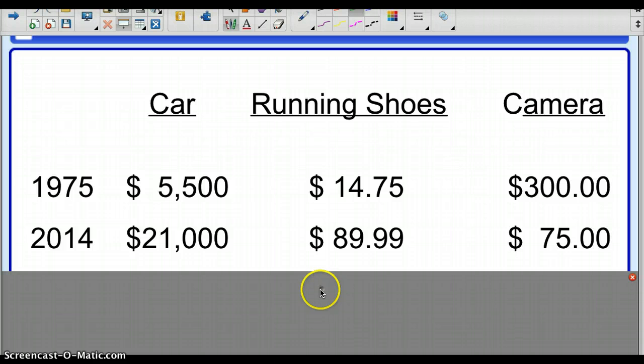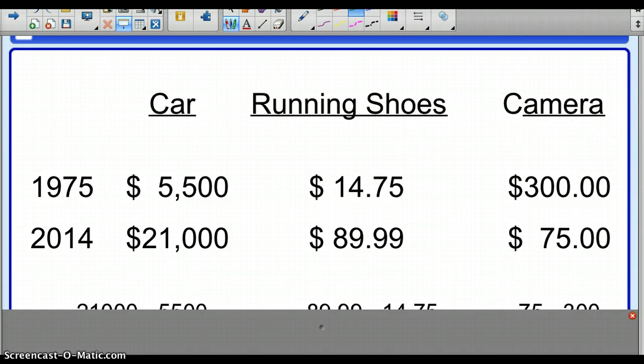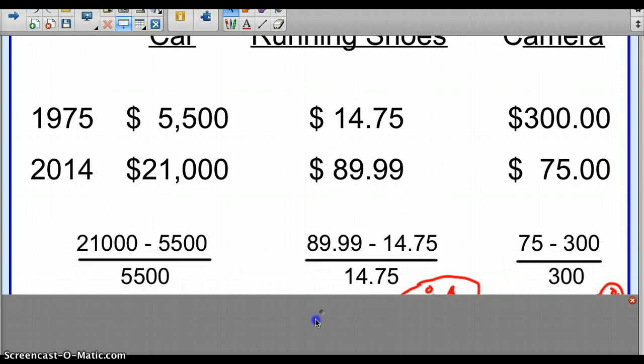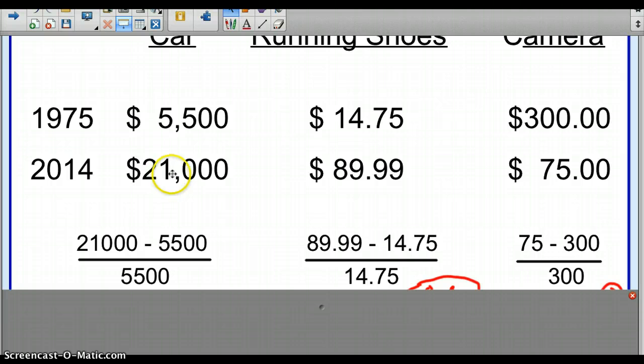Okay, so let's look at how we would actually solve these. So remember, we want to use new minus original over original. So in the first case, new would be 21,000. We're looking at the car now. Original is 5,500, and we divide by 5,500. That's how we'd set it up.